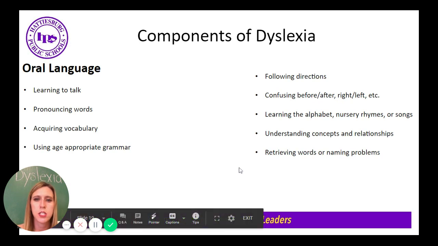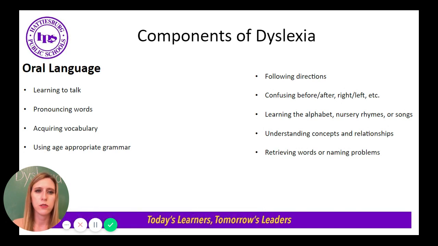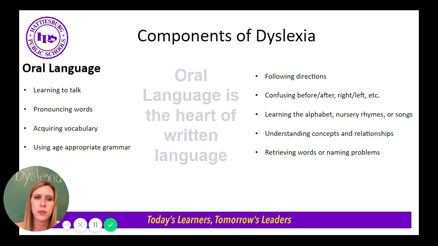Oral language, as we mentioned from the Speech and Language Association, language is a big component of dyslexia. So oral language includes learning to talk, pronounce words, acquiring a larger vocabulary over time, using appropriate grammar based on age development, following directions. Someone who struggles with oral language or has dyslexia may confuse before, after, left, right, those concepts. Learning the alphabet, hearing nursery rhymes and songs, understanding concepts and relationships, and retrieving words or naming problems. So all of this falls under the topic of oral language, which can be a component of dyslexia.